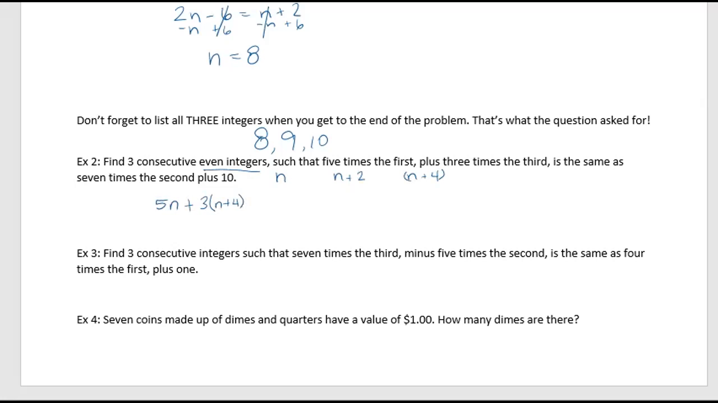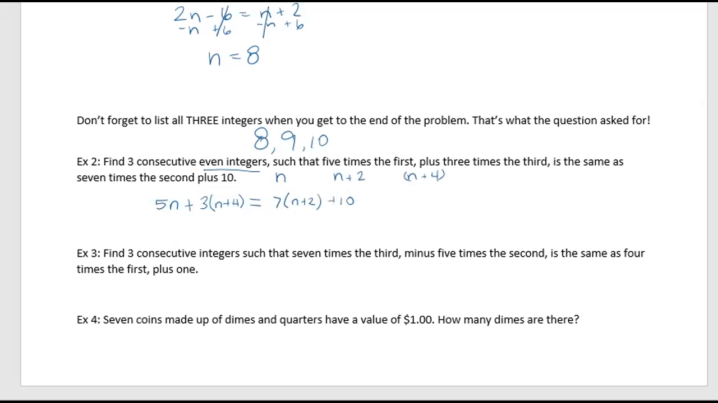Is the same as. That means equal. 7 times the second plus 10. Well, I'm going to pause. 7 times the second. This one's the second one. 7 times the second one plus 10. Okay. It's important that it's 3 times parentheses n plus 4 and 7 times parentheses n plus 2, because that 7 has to go to both the n and the one that you're adding.